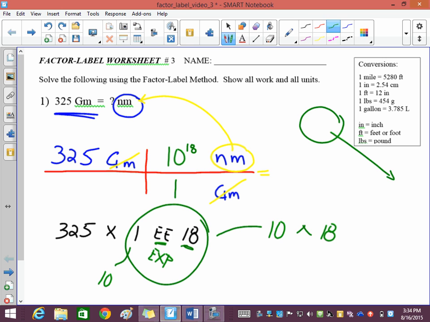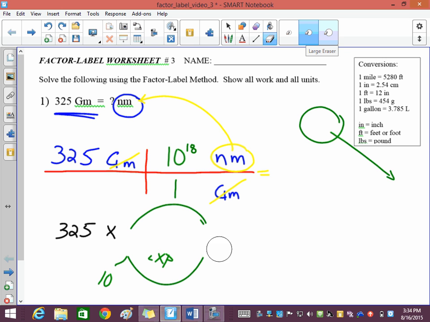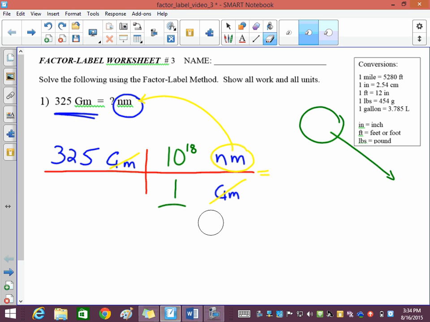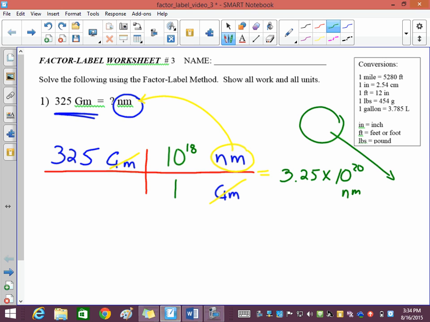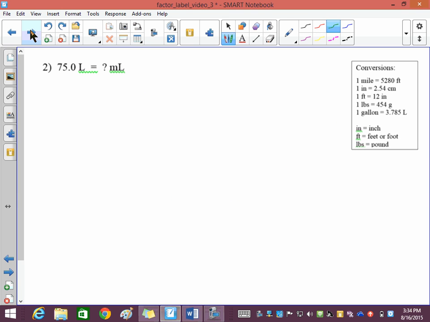So when we type all this information in, what value do you get? Hopefully, after you type that in, you said, okay, well, I've got 3.25 times 10 to the 20. And again, your units are in nanometers. Okay? Let's look at question number 2.